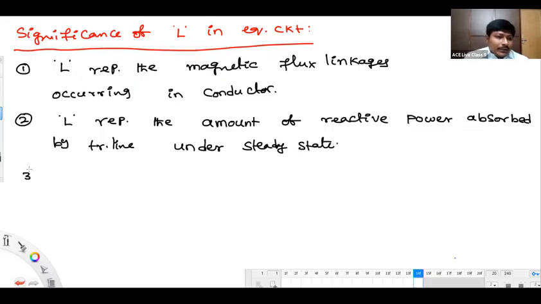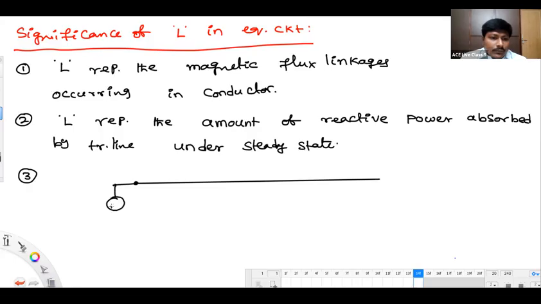Okay, so next, third one. Just look here, third one. Say I will show one transmission line wire here, something like this. It's a transmission line wire. And we have this side AC voltage source, and this side I am showing some load. We have an AC voltage source on one side, and the other side we have a load.